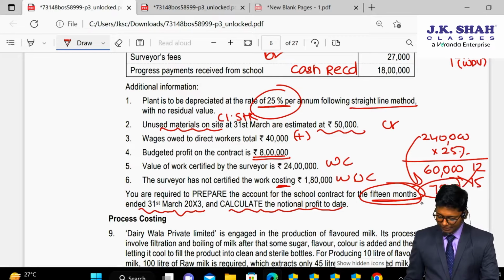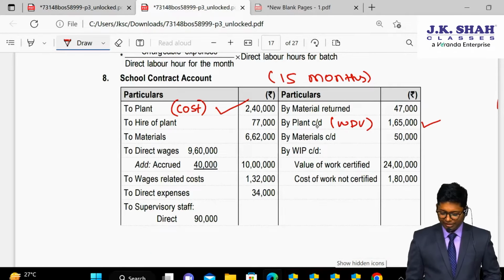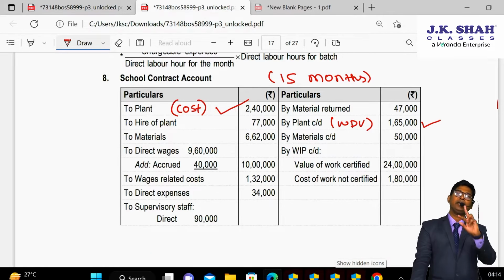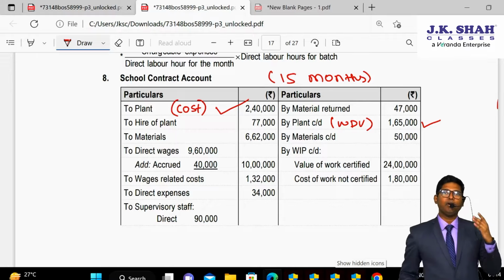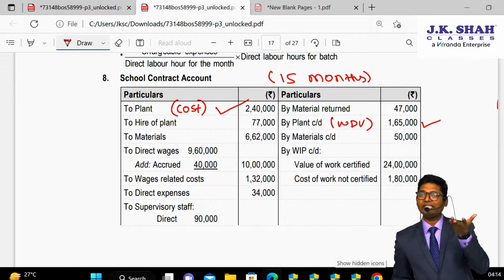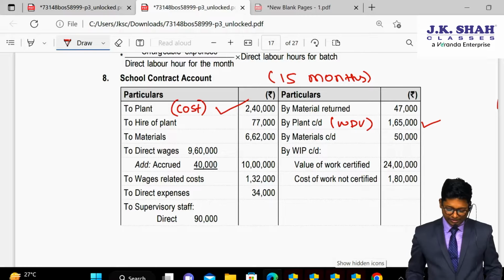2,40,000 minus this will give you 1,65,000, which is the written down value. This one is the cost. Instead of recording cost on the debit side and WDV on the credit side, you should record the difference on the debit side, that is depreciation. Depreciation is 75,000, simple calculation.